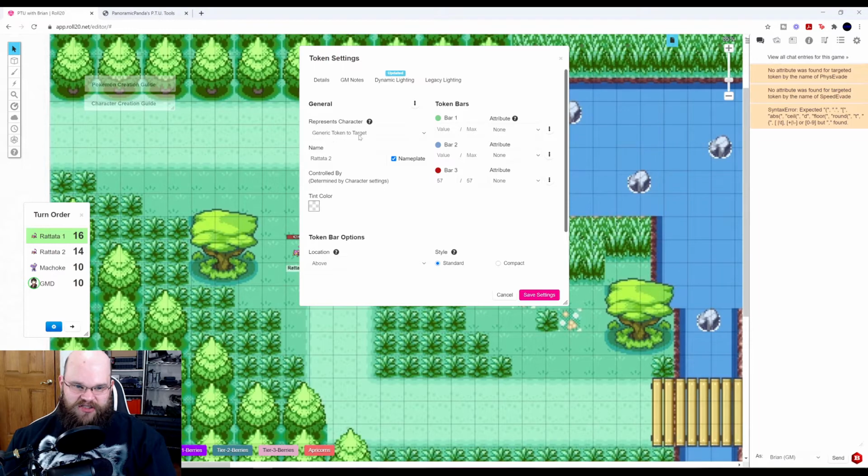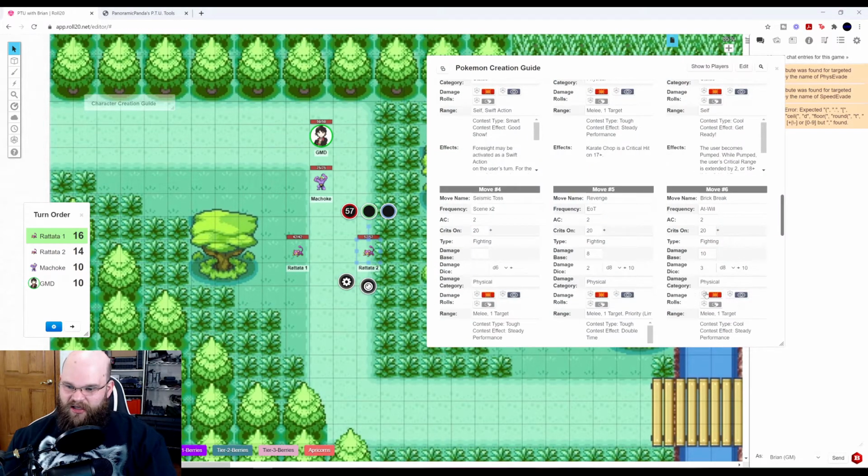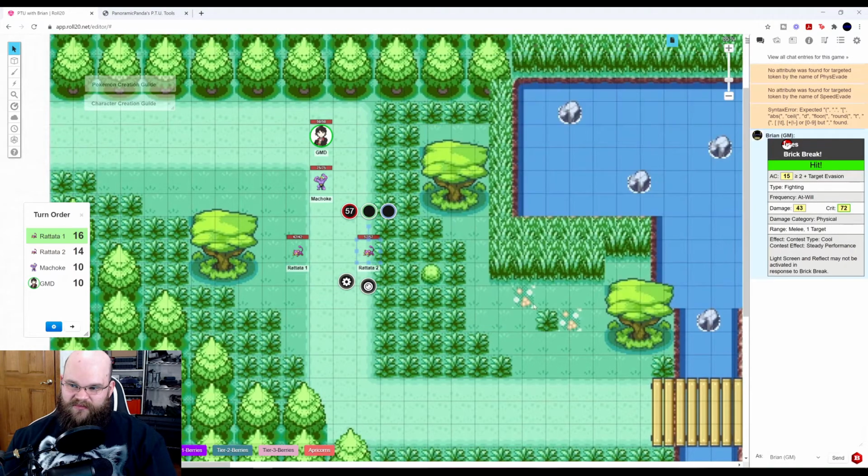I've tied it to this generic token to target, and I call it whatever I want. This is its HP bar. But now, when I go back here, I can use this, and I can target this guy. Then it'll calculate it, and it'll roll it, without having to have a totally separate character sheet for this encounter, if you don't want to. This just saves me the hassle of having hundreds and hundreds of character sheets in my journal to sift through, sort through, things like that.